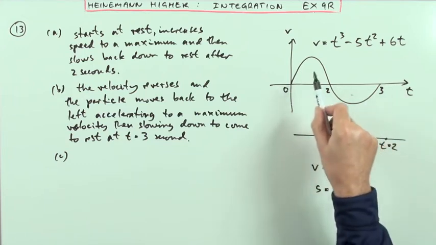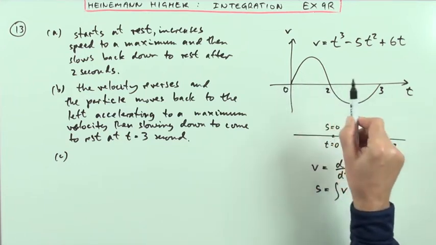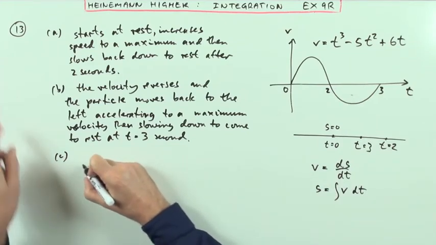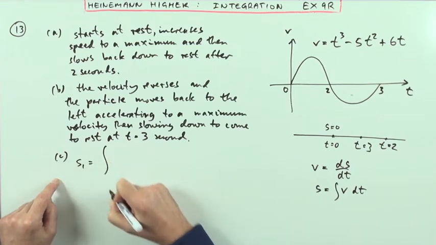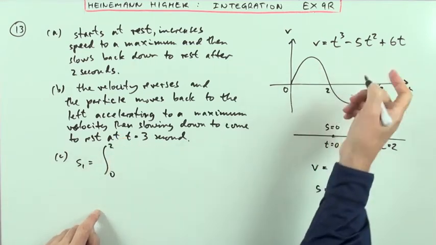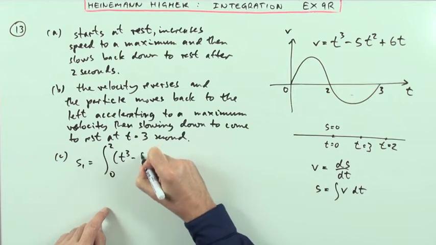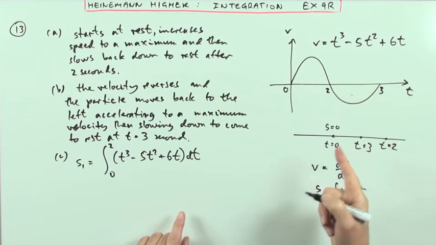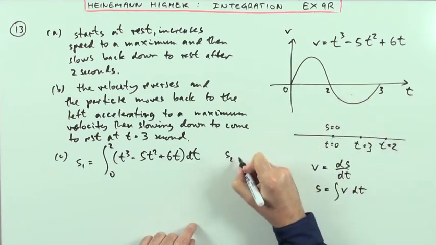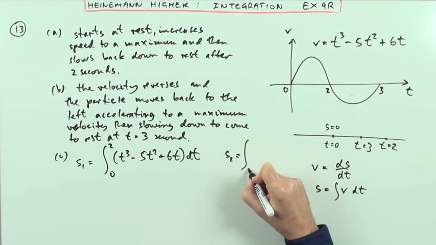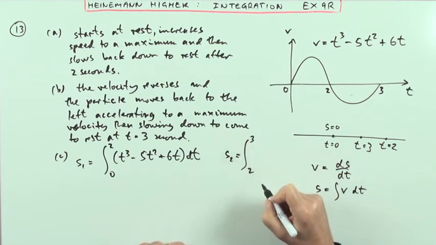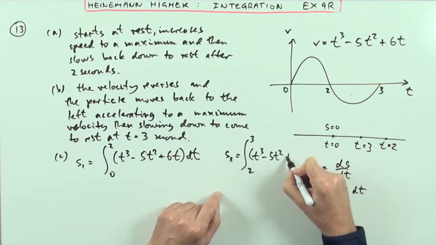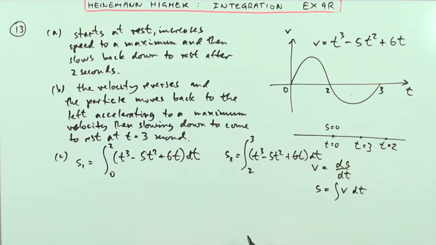And I can't do it in one go, I'd have to do it in 2 separate parts. I'll have to find this part and this part separately. So I'll call it distance 1. The first distance will be, work it out from 0 to 2 of t cubed minus 5t squared plus 6t dt. Separately, I'm going to work out this distance here. I'm going to work out S2, which will be the same integral. Well, this time it's from 2 to 3 of t cubed minus 5t squared plus 6t dt.